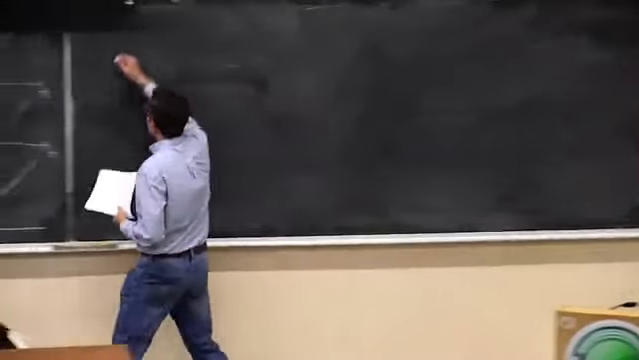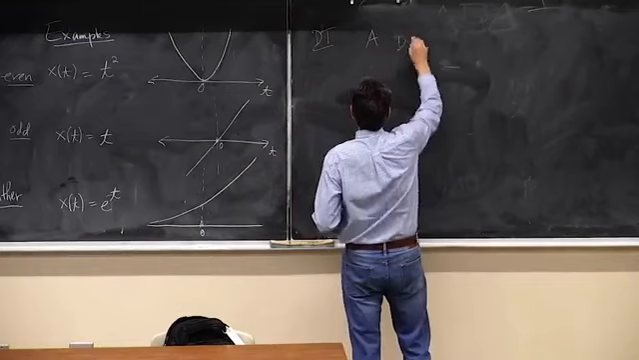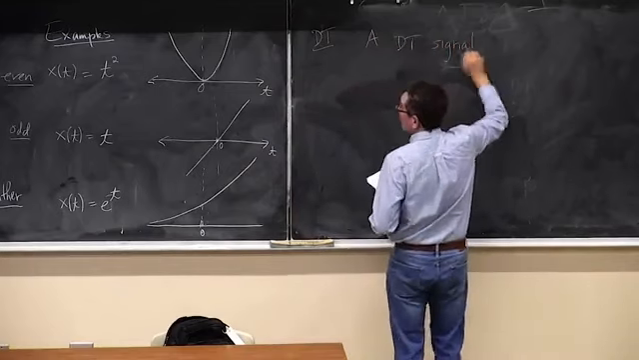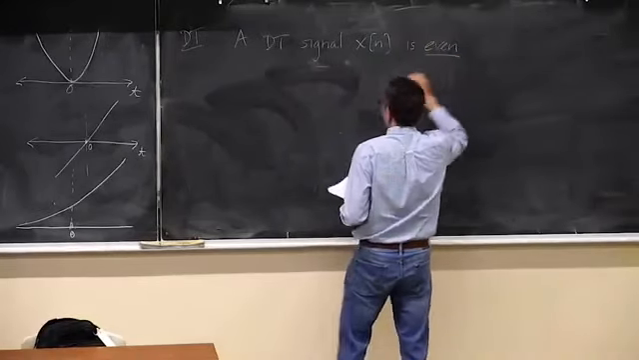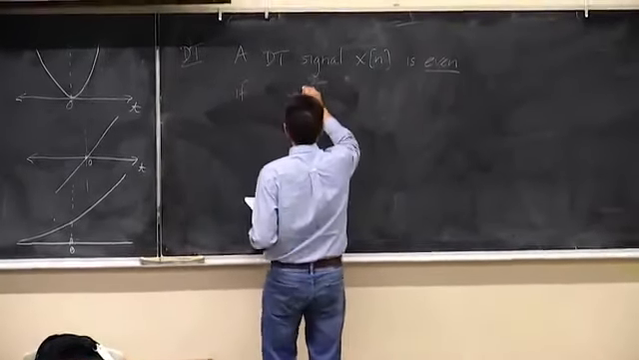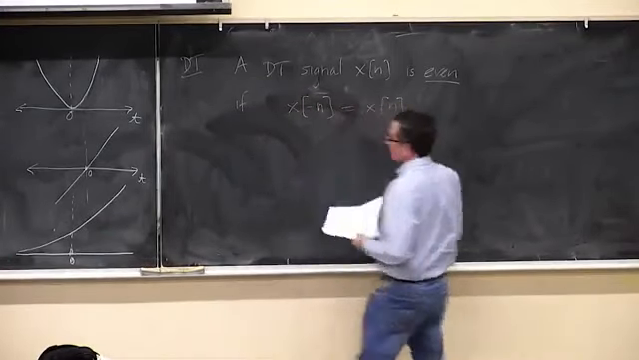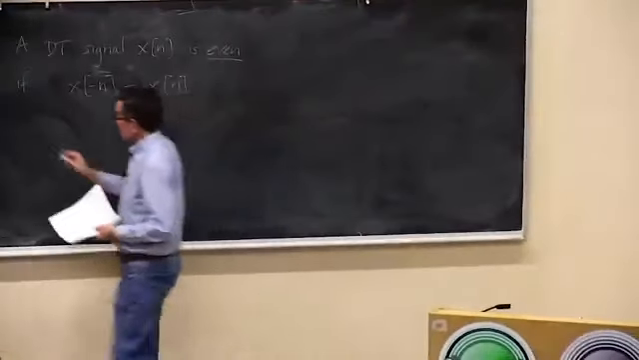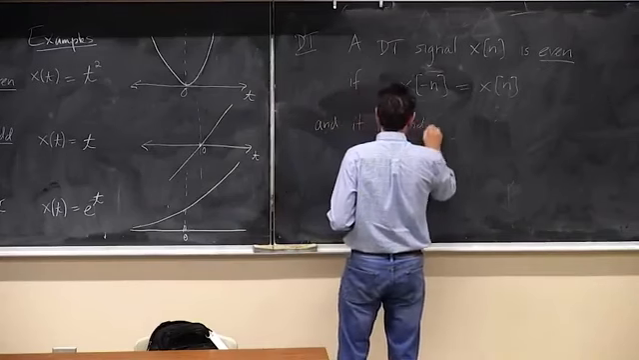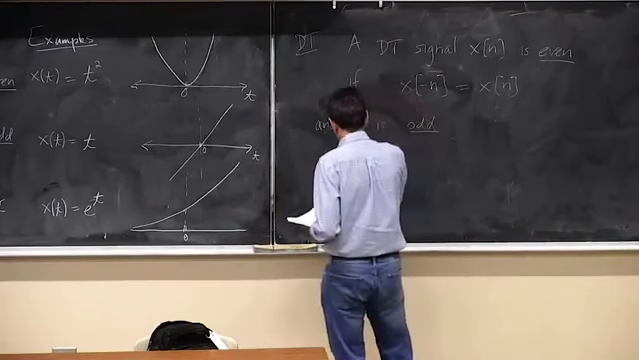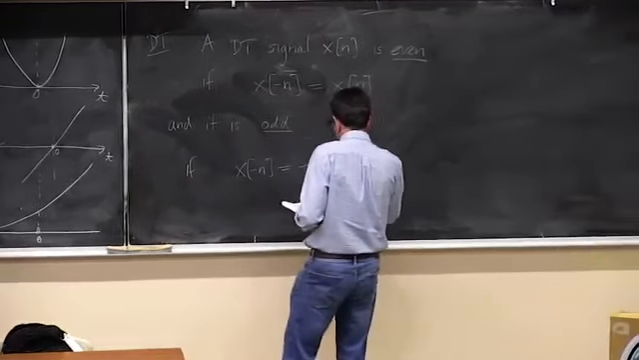And we can do the same thing for discrete time. The definitions look identical. So a discrete time signal, x of n, is even if, everything makes sense when I just substitute n for t, x of minus n is equal to x of n, and it's odd if x of minus n is negative x of n.